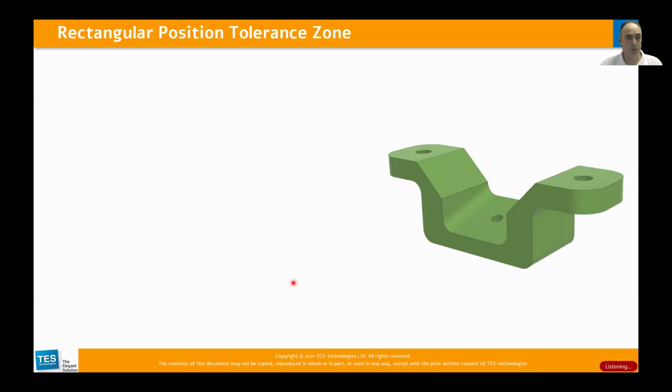And today's question is, can a position tolerance get a non-cylindrical tolerance zone? The answer is yes. So if you're short on time, you can stop watching. Now, let's go into detail.